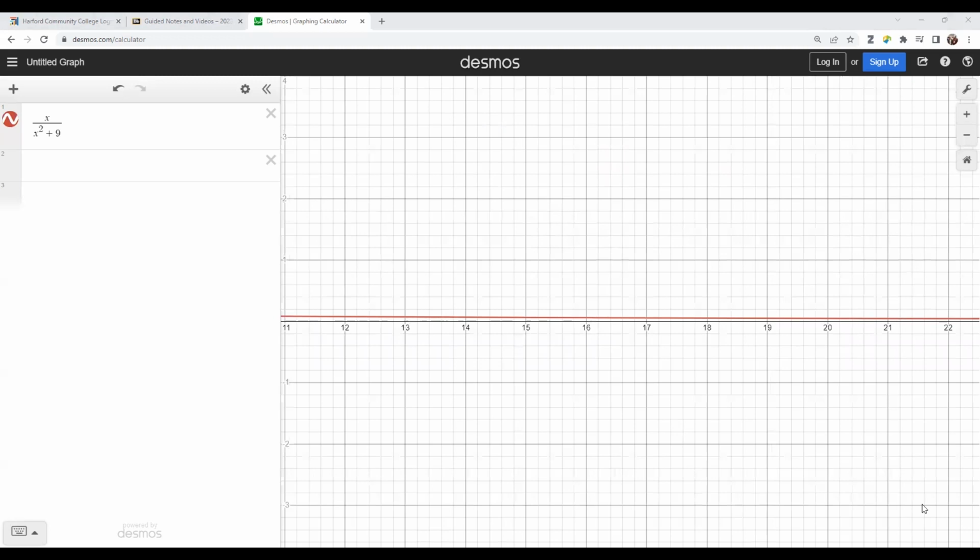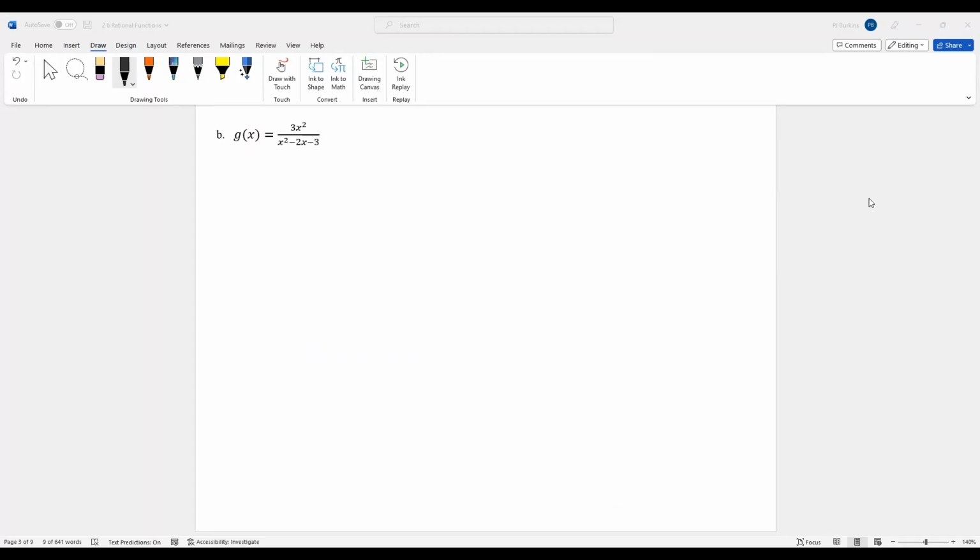All right, let's go ahead and take a look at another example. We would like to find the domain first. So we really would like to factor this as best we can. So we're looking for two numbers that multiply to -3 and add to -2. That would be x minus 3, x plus 1. So g of x then factored is 3x squared over x minus 3, x plus 1.